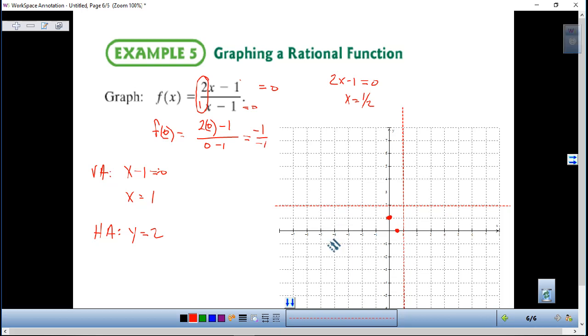All right, now at that point, hopefully you can kind of see what's going to happen here. Remember, we're going to approach the horizontal asymptote as we get further and further away from the origin. As we get closer and closer to this vertical asymptote, it's going to go to negative infinity or positive infinity. So hopefully you can see it's headed off in this direction. So we can go ahead and add that part in.